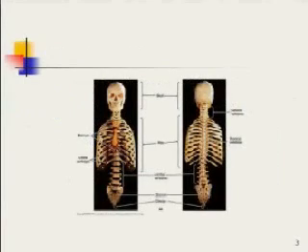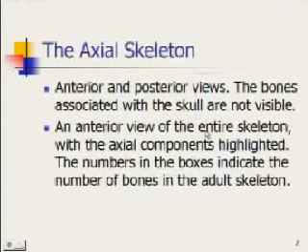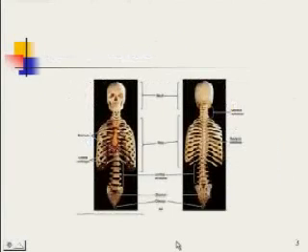To begin with, I'm going to show you two views here of the skeletal system. This is an anterior view to the left of your screen, and this is a posterior view of the axial skeletal system. Now, from these anterior and posterior views, you can see the bones that are associated with the skull, which are not quite visible, and then in the anterior view of the entire skeleton with the axial components highlighted, there are a number of bones that are involved in this skeletal system.